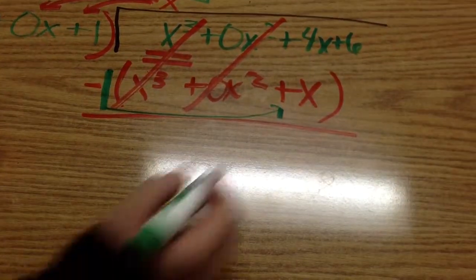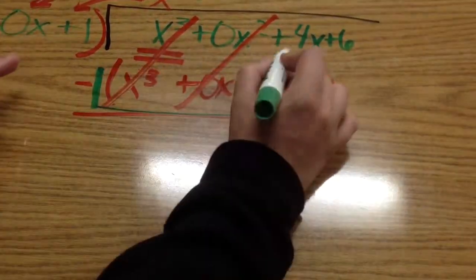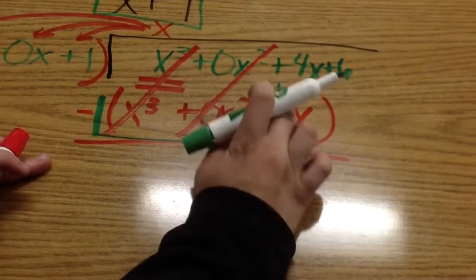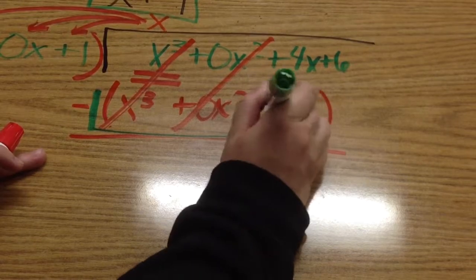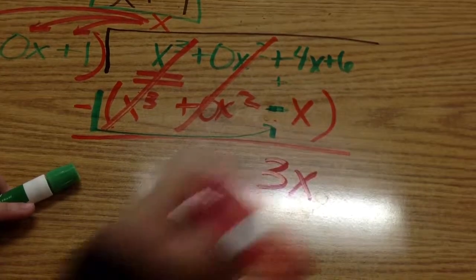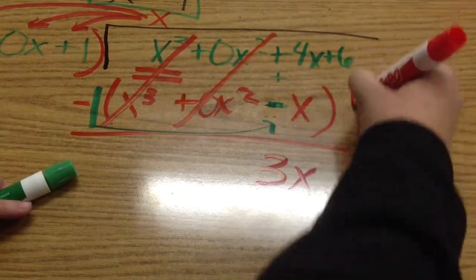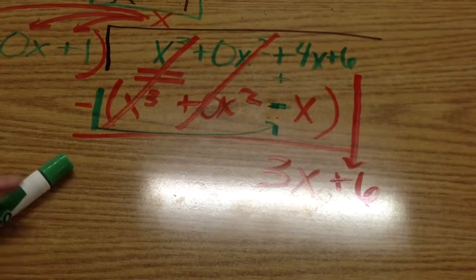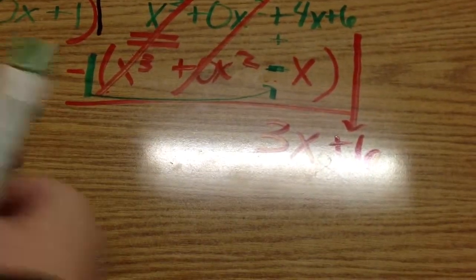And once you distribute it, it's basically like you're adding 4 plus a negative 1. So this one becomes a negative. So then our answer would be 3x. And now, just like in regular long division, you bring down this. So that'll be plus 6. And now, this is considered our remainder.